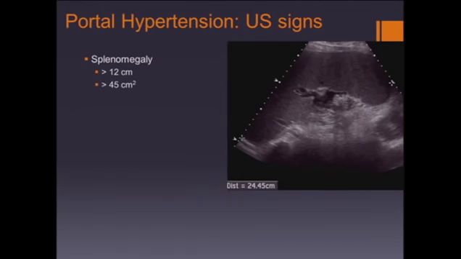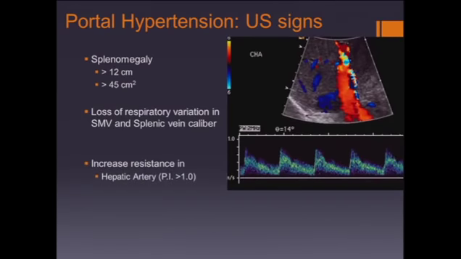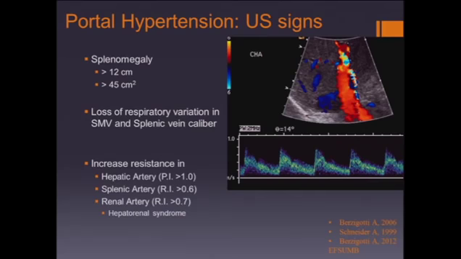The sonographic signs of portal hypertension are splenomegaly, spleen larger than 12 centimeters, or area greater than 45 square centimeters. Loss of respiratory variation in the SMV and splenic vein caliber. Increased resistance in the hepatic artery, pulsatility index of greater than 1.0. Splenic artery and renal artery resistance also rises. The splenic artery RI rises to greater than 0.6, and the renal artery resistive index is greater than 0.7.